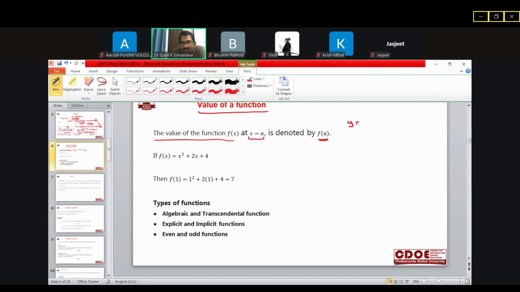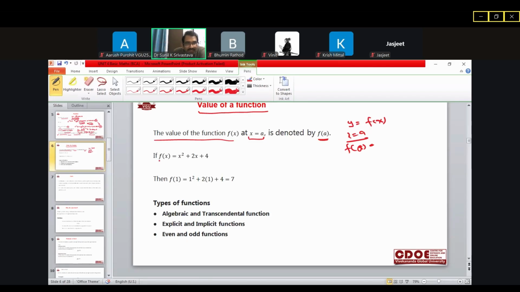Suppose we have a function y is equal to f of x, and we are going to find the value of this function at x is equal to a, that is denoted by f of a. f of a means the value of the function at x is equal to a. How to find it? Just put x is equal to a in the expression.